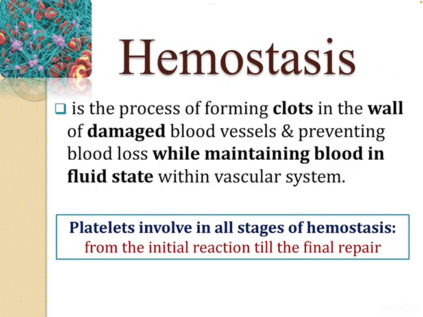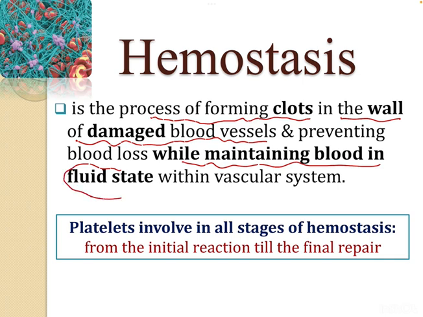What is hemostasis? Hemostasis is the process of forming clots in the wall of damaged blood vessels and preventing blood loss while maintaining blood in a fluid state within the vascular system. Platelets are involved in all stages of hemostasis, from the initial reaction to the final repair.